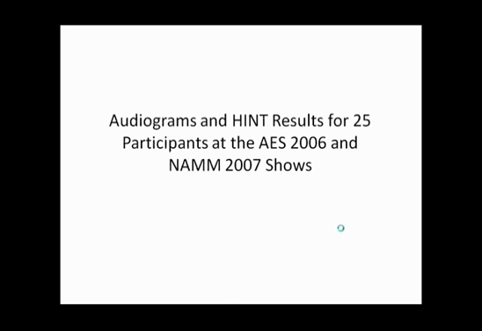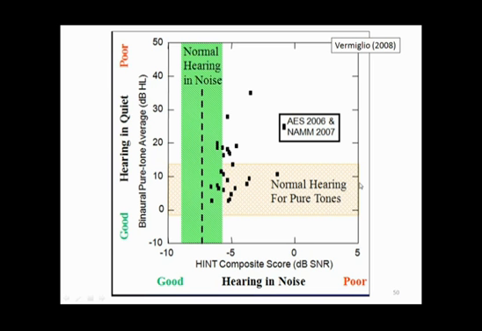Let's look at audiograms and HINT results for 25 participants at the Audio Engineering Society Conference from 2006 and the National Association of Music Merchants Show in 2007. And we see an interesting picture here. Same type of graph. HINT composite score, poor performance, good performance. Here's the norms, 95th percentile, 5th percentile.